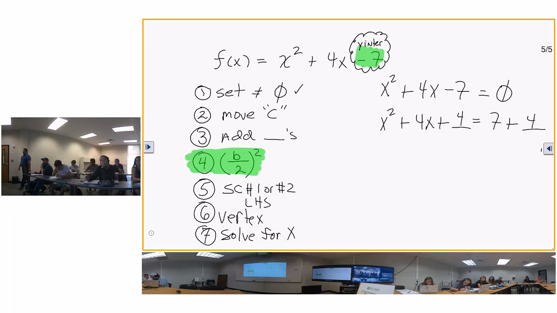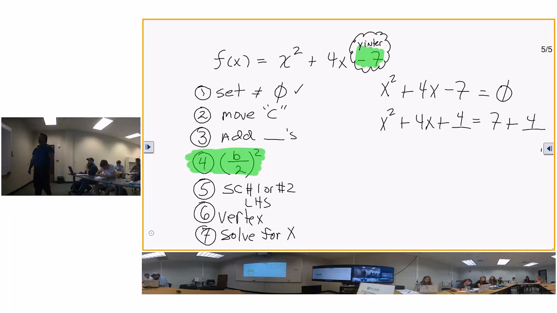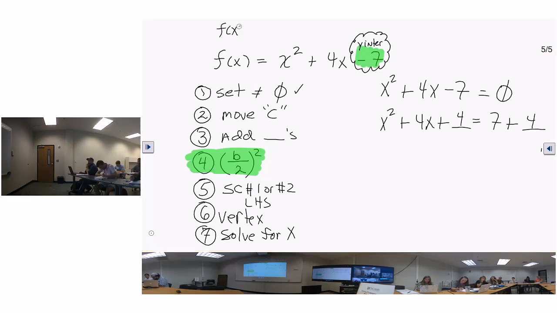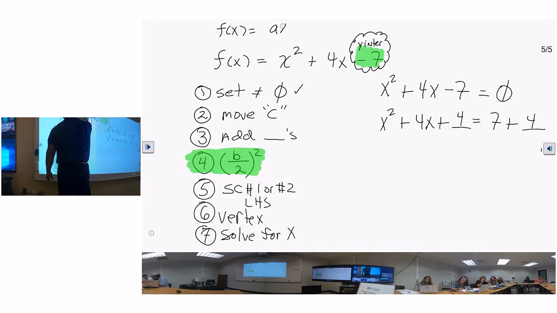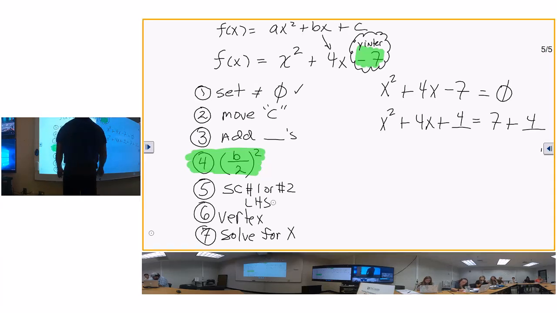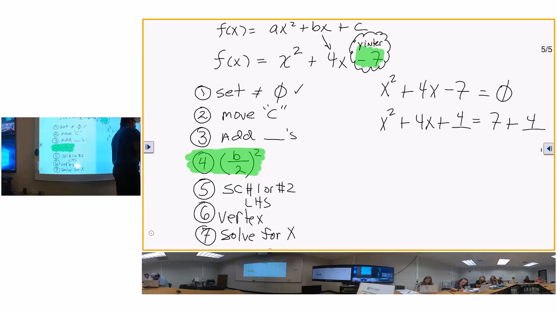So 4, which is B, divided by 2 and squared. And for those of you that walked in after eating breakfast all morning, f of x is equal to ax squared plus bx plus c. B is 4. Figure that might help some of y'all. Thank you. Yeah, you're welcome.